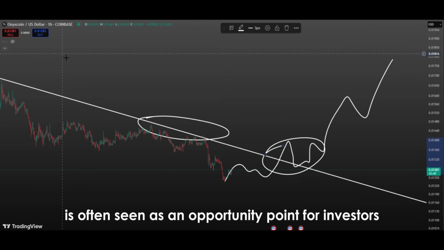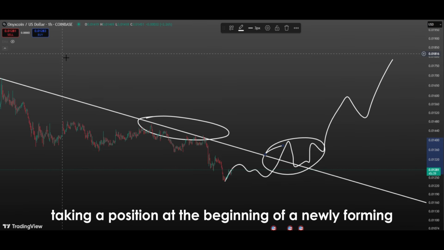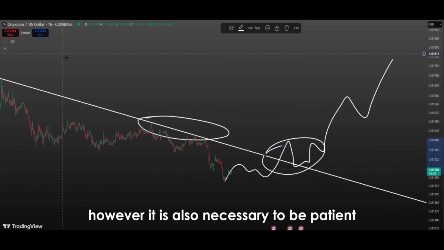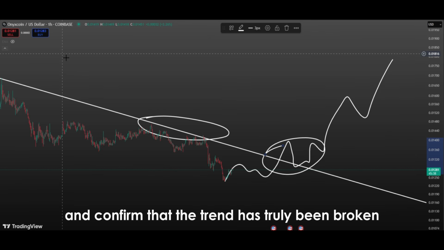Breaking a downtrend is often seen as an opportunity point for investors, because taking a position at the beginning of a newly forming uptrend is advantageous in terms of risk-reward ratio. However, it is also necessary to be patient and confirm that the trend has truly been broken.